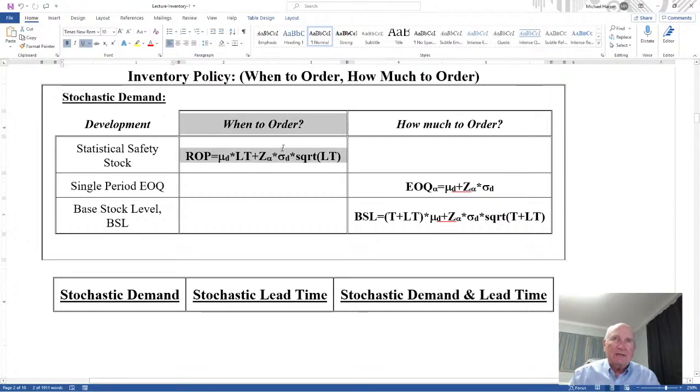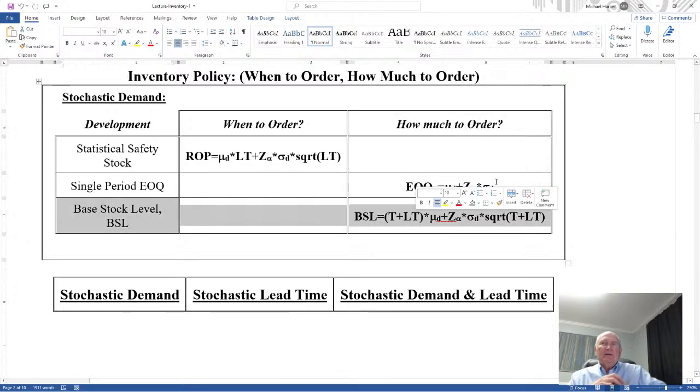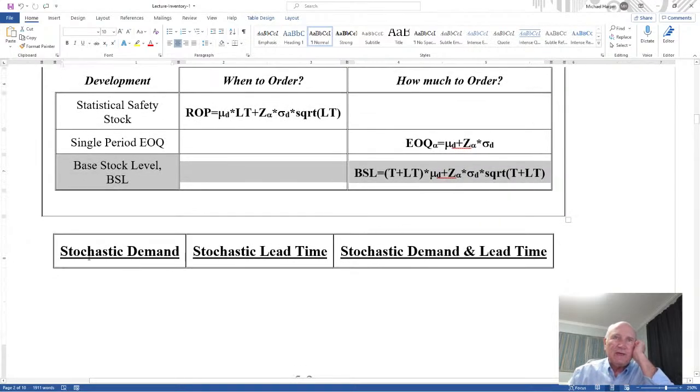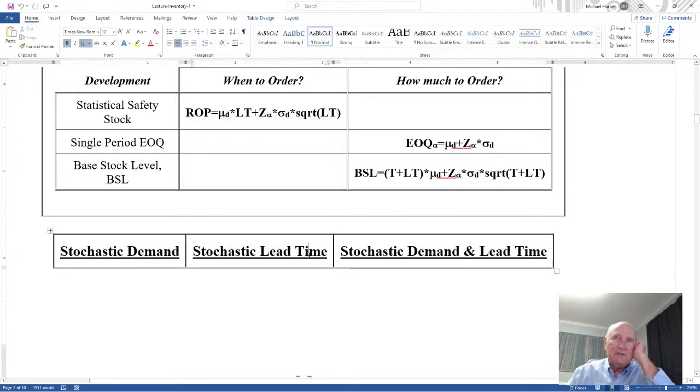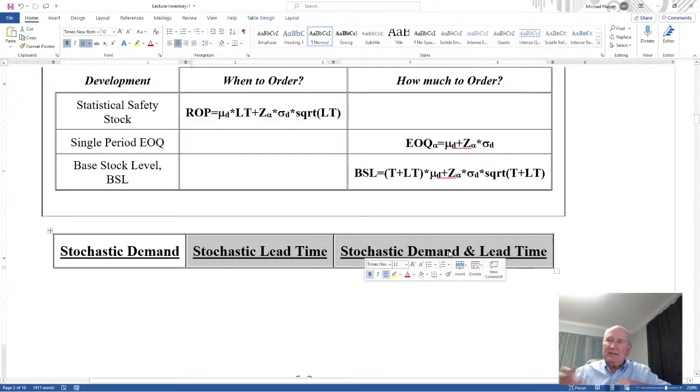And so we'll look at a statistical safety stock or a stochastic ROP. We'll look at a single period EOQ, and then we'll look at a base stock level for the periodic review system. And then to end next week, I'll have stochastic demand, stochastic lead time, and then stochastic demand and lead time together. So we won't get into these last two that much, but I'll refer to them. And some people may want to get into these in the projects.